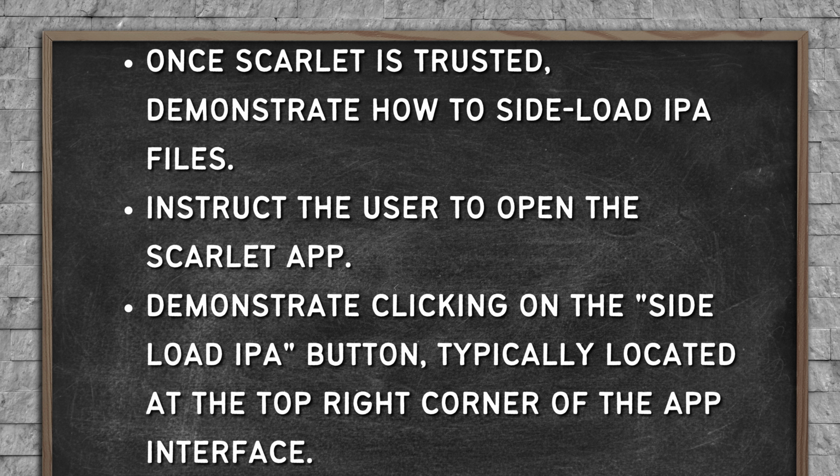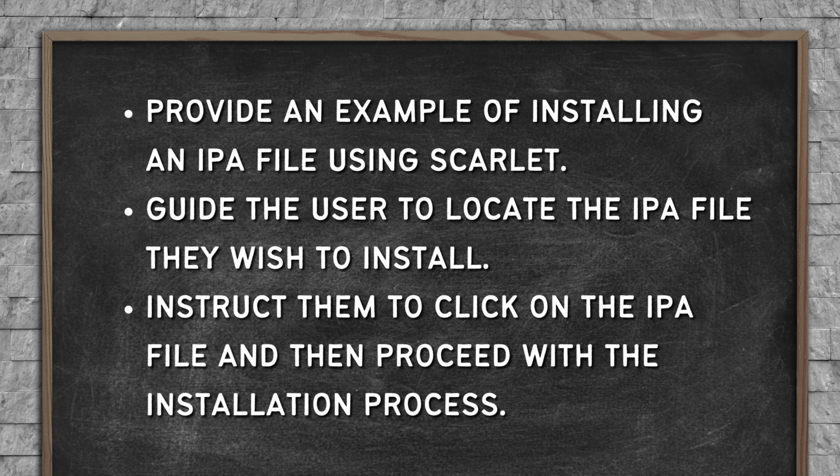Instruct the user to open the Scarlet app. Demonstrate clicking on the Sideload IPA button, typically located at the top right corner of the app interface. Provide an example of installing an IPA file using Scarlet. Guide the user to locate the IPA file they wish to install. Instruct them to click on the IPA file and then proceed with the installation process.